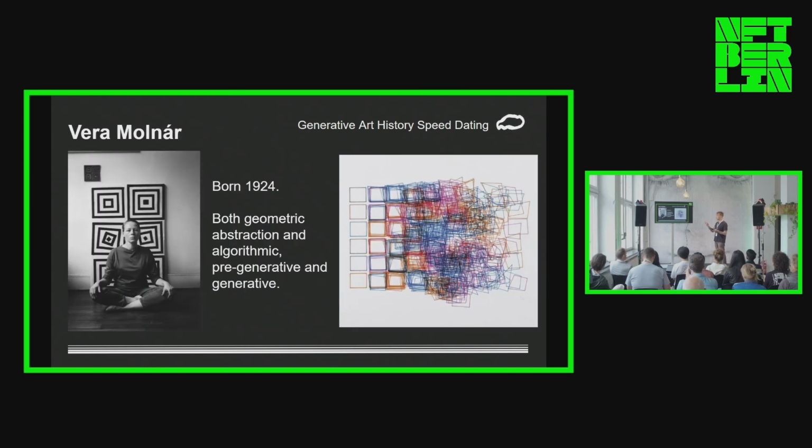Next we have Vera Molnar. She bridges our discussion between pre-generative and generative. She created her first works that were kind of a geometric abstraction vibe in 1940 with a pen. And then in 1968, she created her first work with a computer that was printed on a pen plotter.